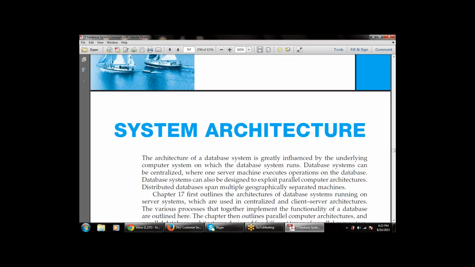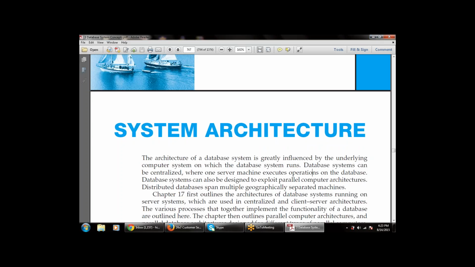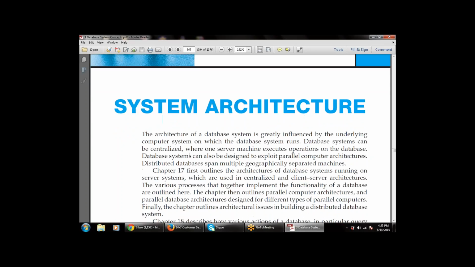A database system can be centralized. That means every computer is available on a centralized location, where one server machine executes operations on the database, and all the clients, all the computers, follow that server. A database system can also be designed to exploit parallel computer architectures.